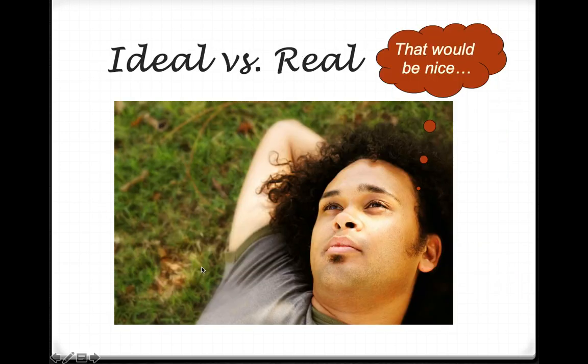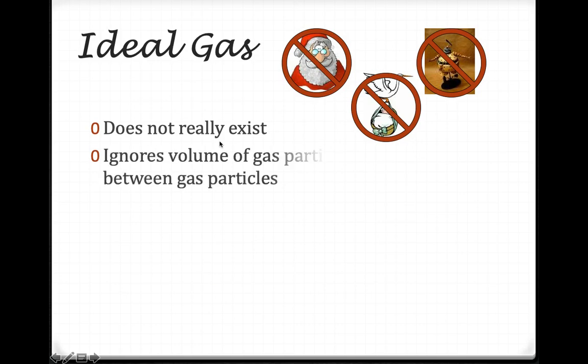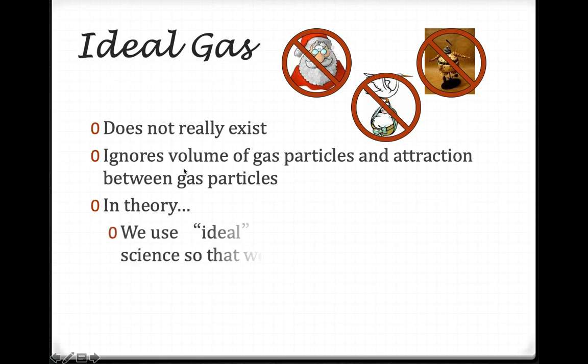All right. The next thing I want to talk about is ideal versus real. Now, this is very similar to when we talked about actual versus theoretical. We just use the terms ideal and real when we're talking about gases. An ideal gas does not really exist. So, like ideal, like in theory, it ignores the fact that gas particles have some amount of volume and that there is some amount of attraction between gas particles. We ignore that because it makes the calculations a lot simpler. So, really, an ideal gas is in theory.